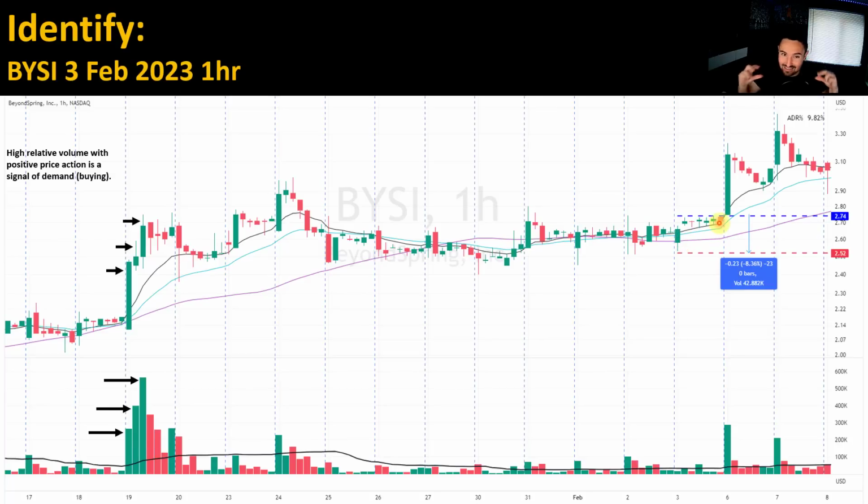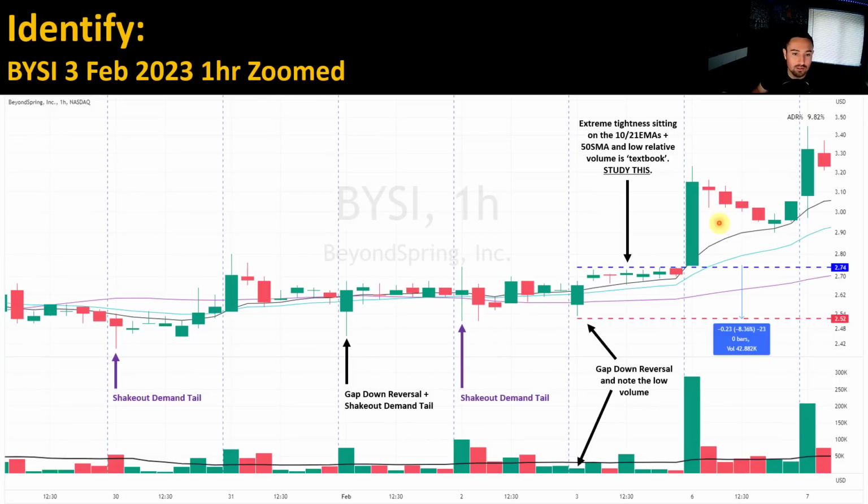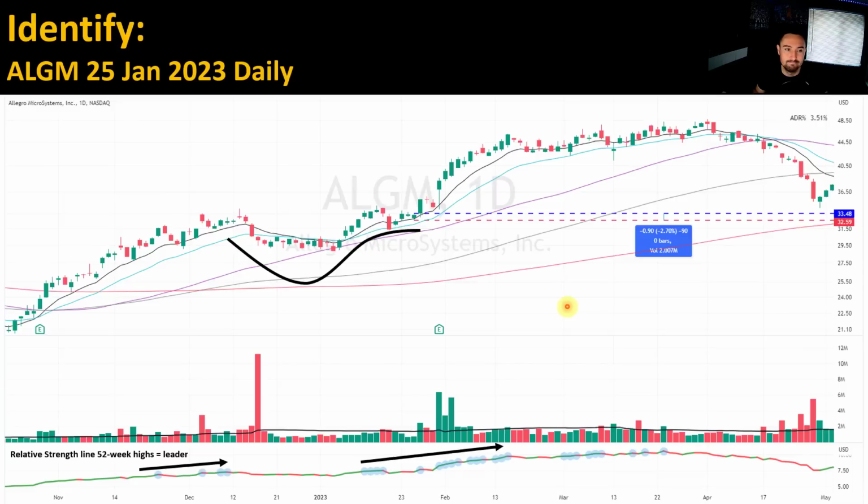So it's tightness. Tightness, low volume tells you there ain't much supply coming to the market, which is really good before targeting a breakout. Look at the tightness coming through. Look at the shakeout demand tails as well. Shakeout demand tail, gap down reversal bar with a little shakeout demand tail. Low volume tells you what? There ain't much supply coming to the market.